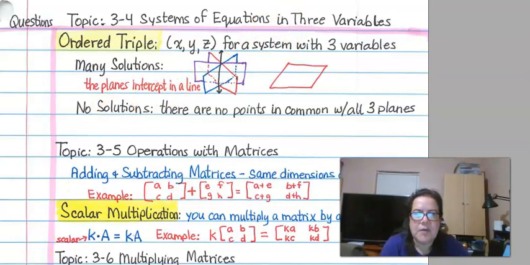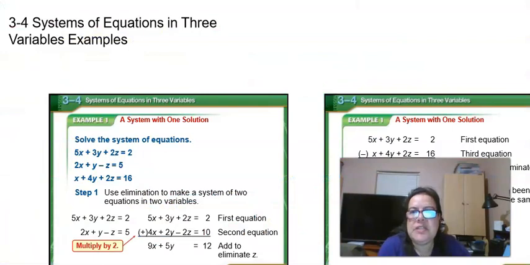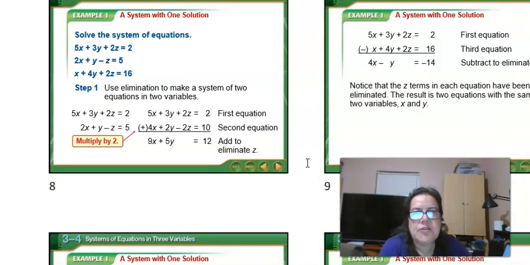Let's go to your packet. So in your packet, we're on section 3-4, system of equations in three variables. So here's some example of probable questions. So you're going to be looking at, they're going to be giving you instructions like, for example, solve the system. Same thing, same processes that we've used before, but this time we're dealing with 1, 2, 3 equations, and if you notice x, y, z, so there's 3 unknowns.